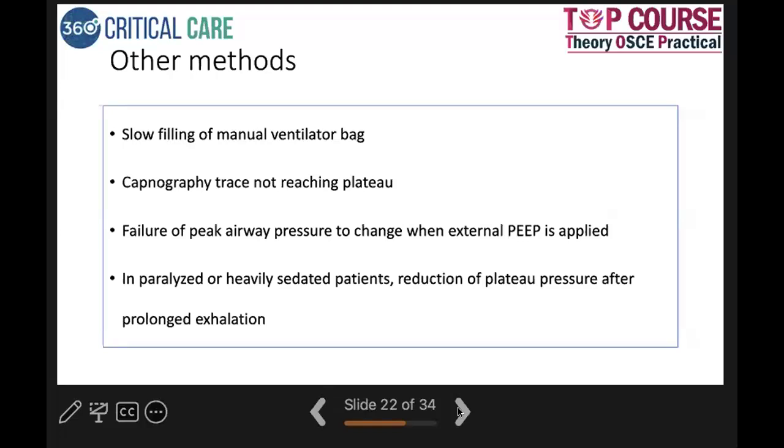In a paralyzed or heavily sedated patient, there could be a reduction of the plateau pressure after prolonged exhalation. The prolonged exhalation allows the trapped air inside the alveoli to escape, right? When you give this prolonged expiration maneuver, you can see the plateau pressure slowly dropping from its previous value, which could be a sign of auto PEEP getting resolved. So you can use the peak pressure, the plateau pressure, the capnographic value and the ventilator waveforms to recognize auto PEEP.